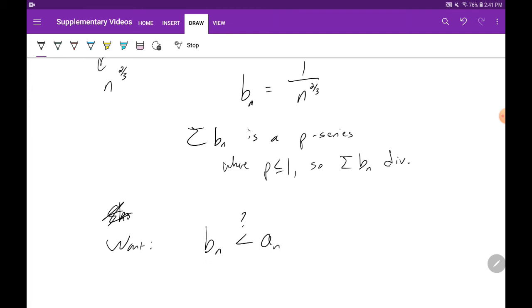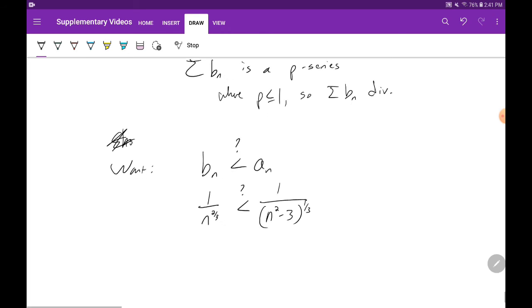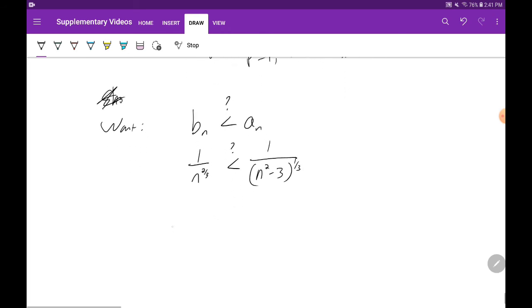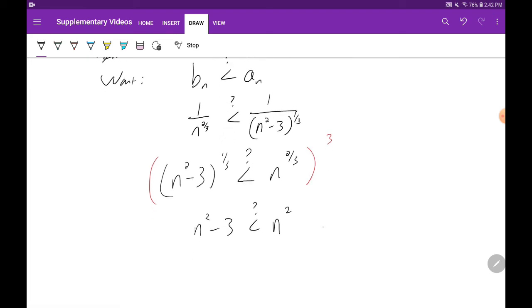So we're trying to figure this out. Here we go. We have to use some algebra here. I know, right? Scary. Is 1 over n to the 2/3 less than 1 over n squared minus 3 to the 1/3? Well, let's show this. Let's do some algebra. I'm going to multiply both sides by the denominators. You get this. I'm going to cube everything. We get n squared. Is this greater than n squared minus 3? And yeah, this is true for all n values.